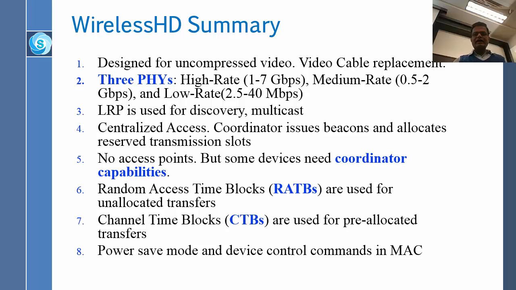Alright, so that ends the wireless HD. It is designed for video cable replacement. It has 3 PHYs, high rate, medium rate, and low rate. And low rate is used for discovery and multicast. Everybody speaks low rate. There is a centralized access, although there is no access point, but the coordinator issues the beacons and allocates the reserved transmission slots. And then random access time blocks are used for unallocated transfer. So this is actually RADBs.